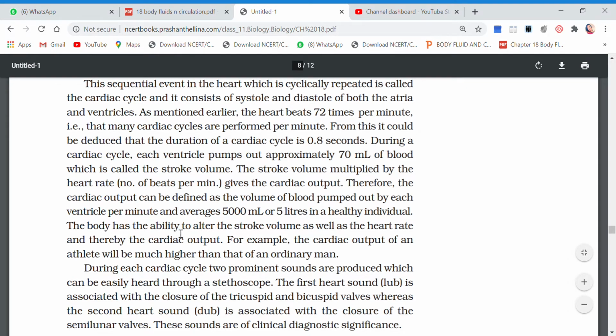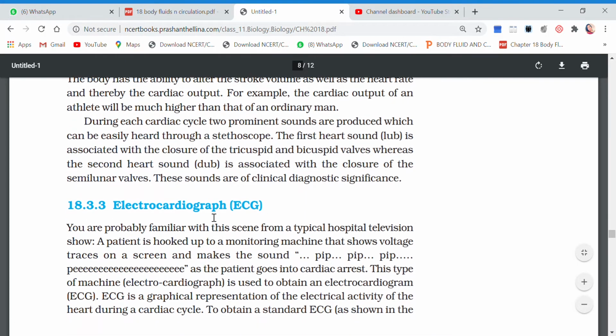So the body has the ability to alter the stroke volume as well as the heart rate, and thereby the cardiac output. For example, the cardiac output of an athlete when running or doing some exercise is much higher than that of an ordinary woman or man, right? So this can be different. The cardiac output can be different in every person according to the activity done. Okay, so this is about cardiac output.